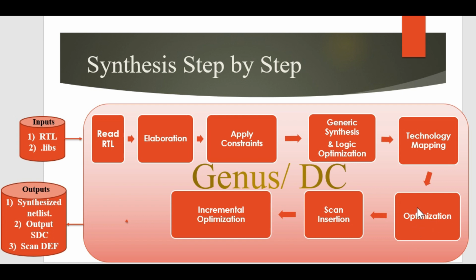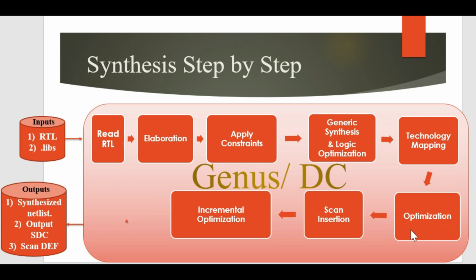Once optimization is done, to make the design more controllable and observable, scan chains are inserted in the netlist, and after inserting the scan chains, one round of incremental optimization is done. So this completes our synthesis, and the output of synthesis will be a synthesized gate level netlist, an output SDC, and a scan-def. Scan-def basically contains the information of scan flops and their connectivity info in a scan chain. Now we will see these steps in a little bit more detail in upcoming slides.